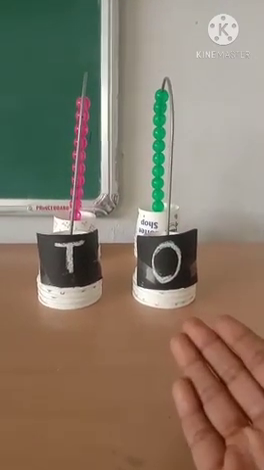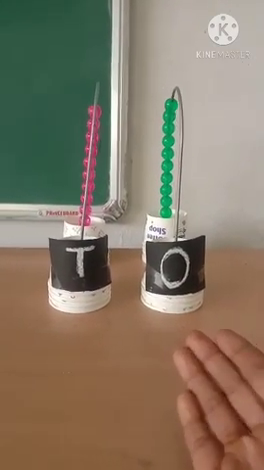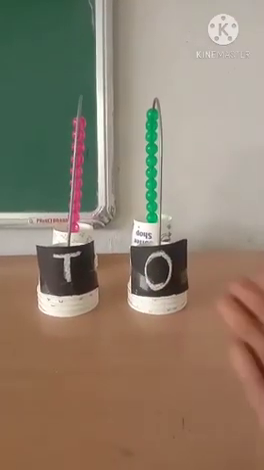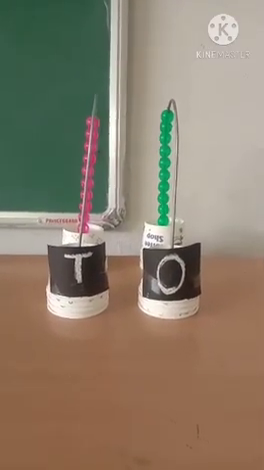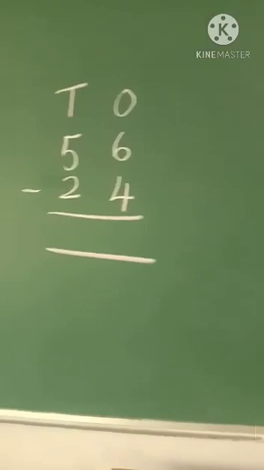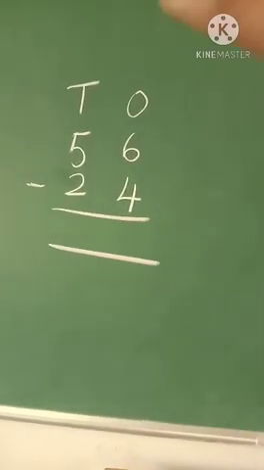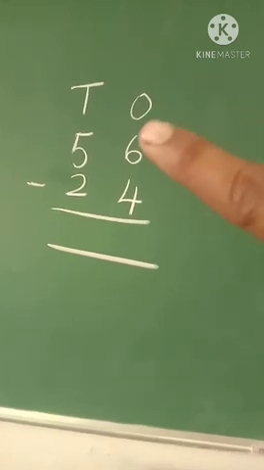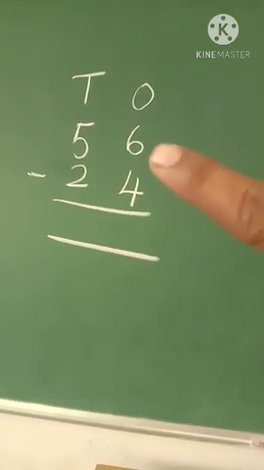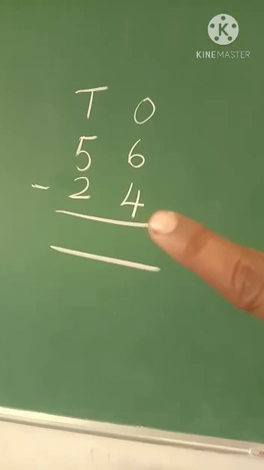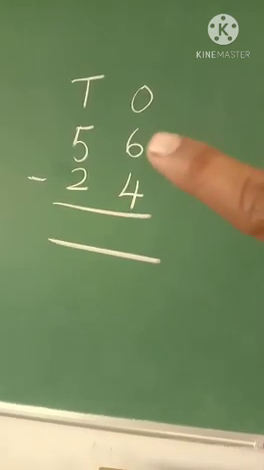Here you can see ones place and tens place. Using this abacus kit, we are going to do the subtraction sum. You can see on the board, ones place and tens place. 56 minus 24. We are going to subtract 24 from 56.